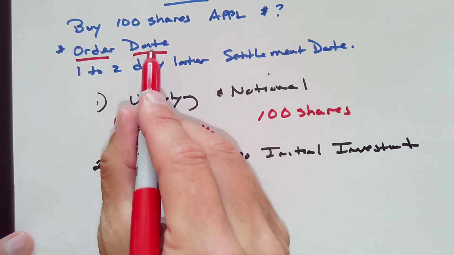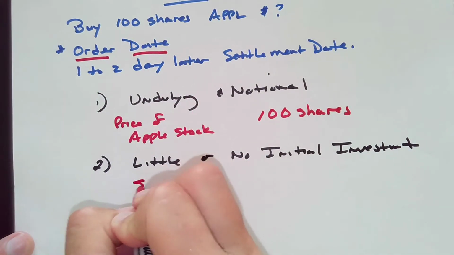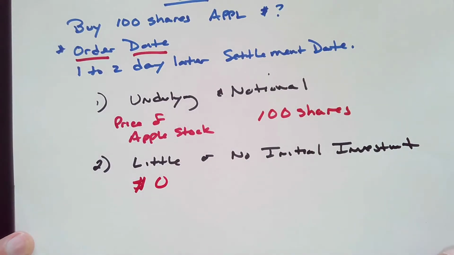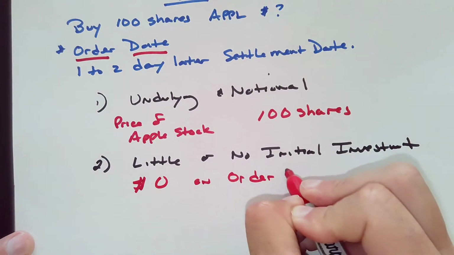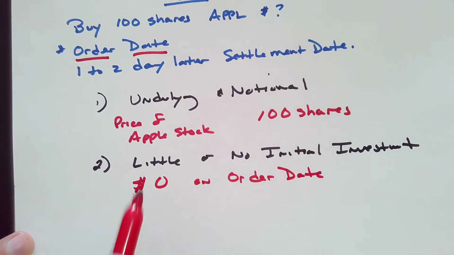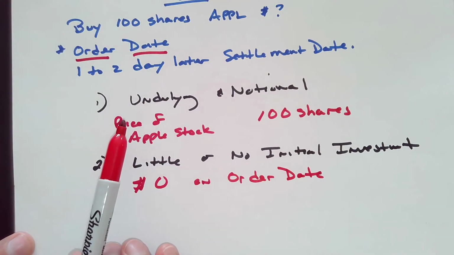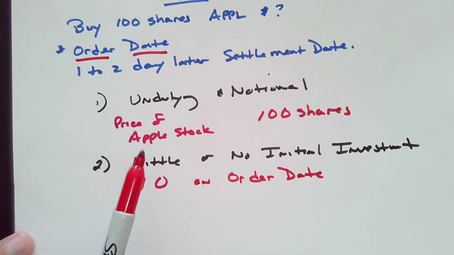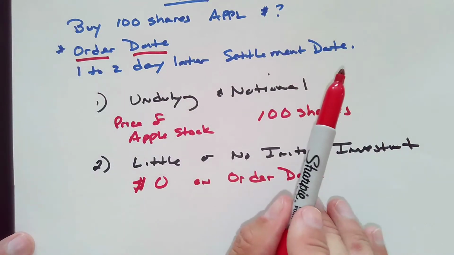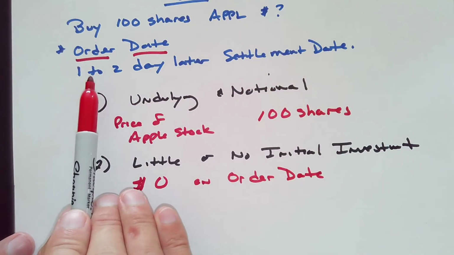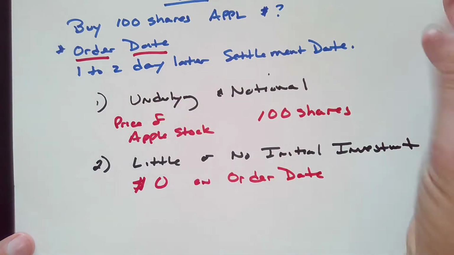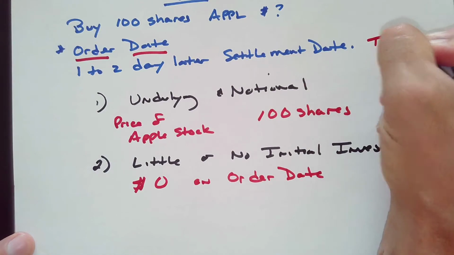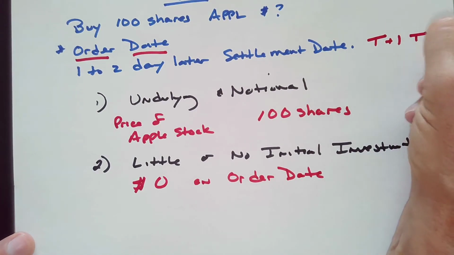On the order date, I paid $0 on order date. But I am committed to doing this buy on the order date. I have committed it. This is a contract. The cash will go to the broker 1 to 2 days later. We call this T+1 or T+2.